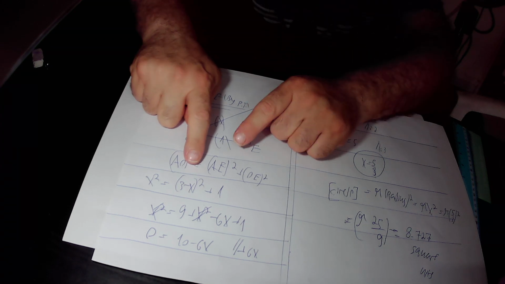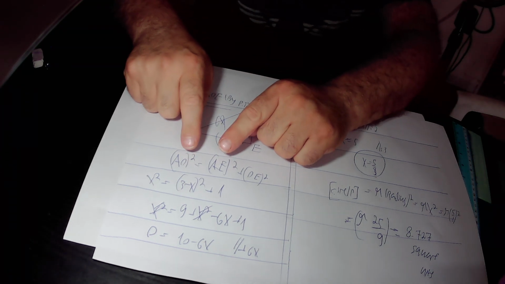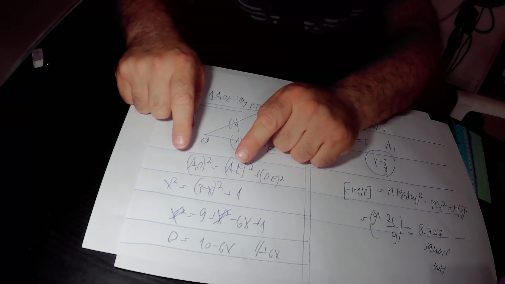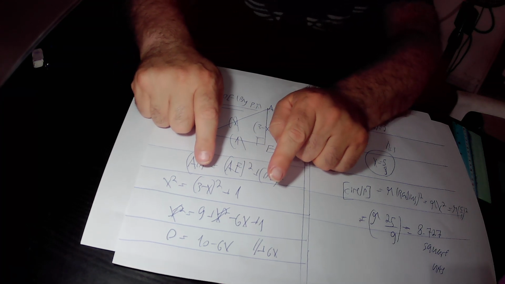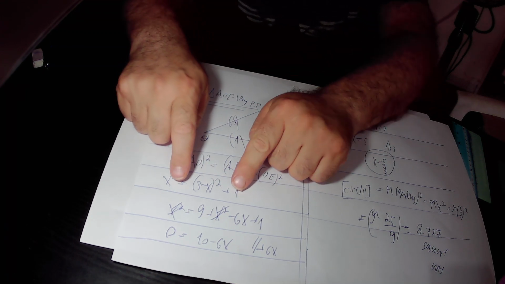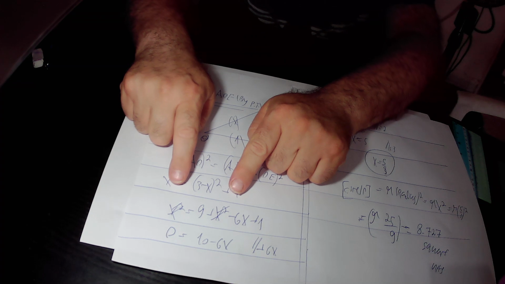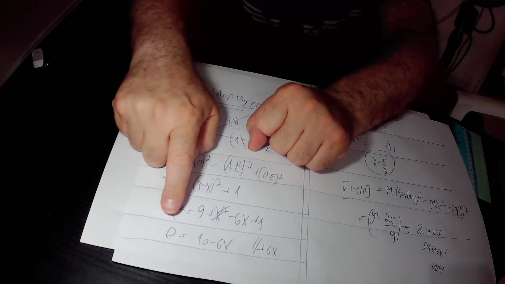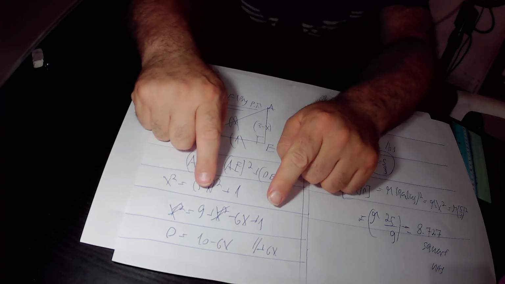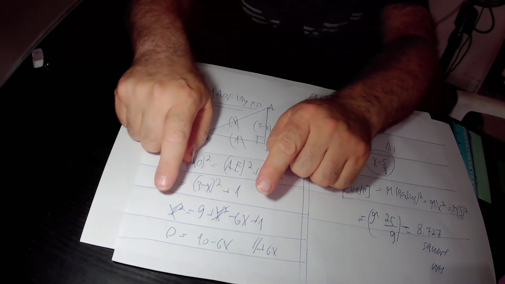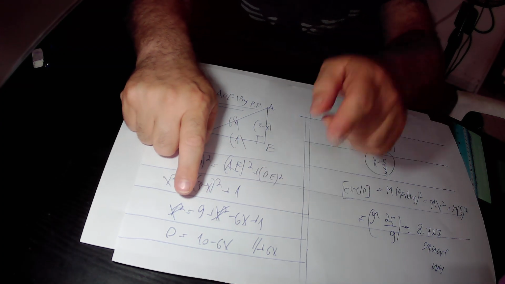Here we expand the brackets on this side of the equation. We find that (3 minus x) squared equals 3 squared, that is 9, plus x squared, minus 2 times 3 times x, that is minus 6x, plus 1. Here we have x squared on both sides of the equation, so the x squared terms cancel, and on this side of the equation we are left with 0. On the other side we have 9 plus 1, that is 10, minus 6x. So in total, 0 equals 10 minus 6x.